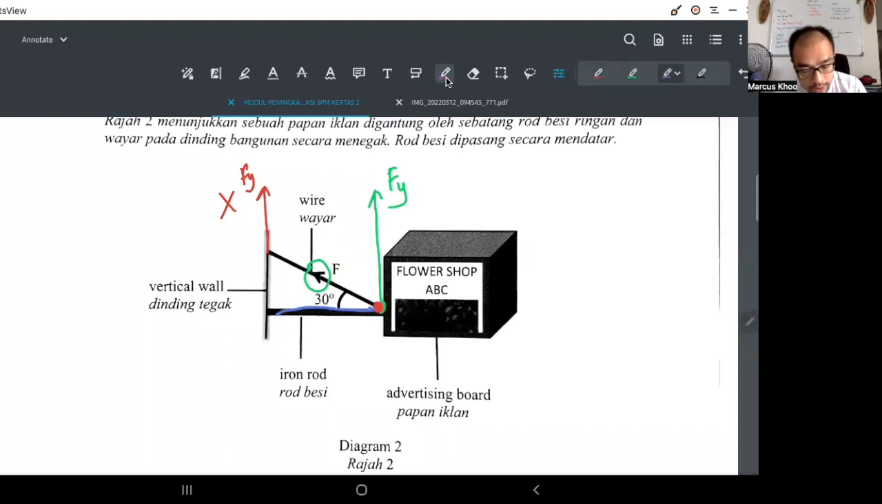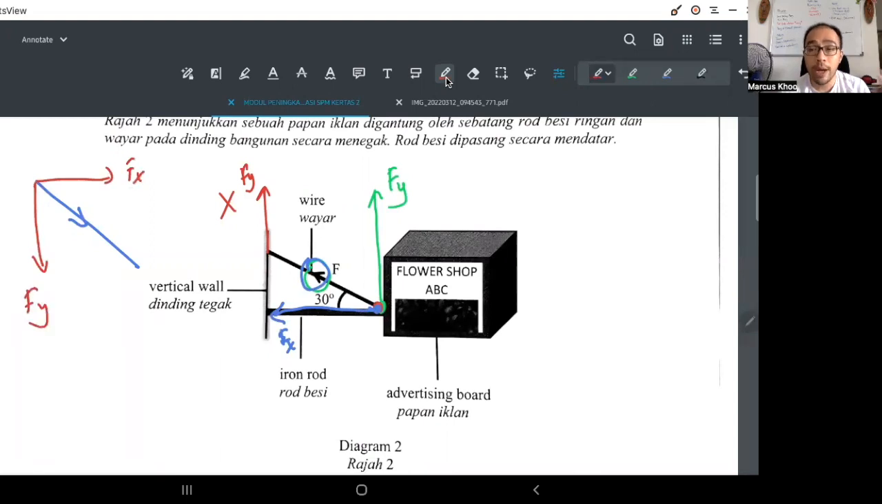If they ask you to draw a horizontal component, this will be the Fx, always from the same starting point. Look at the direction of the force, that will help you. If the force is going this way, for example, then Fy will be down and Fx will be right. So everything depends on the direction of the force. Don't forget that.